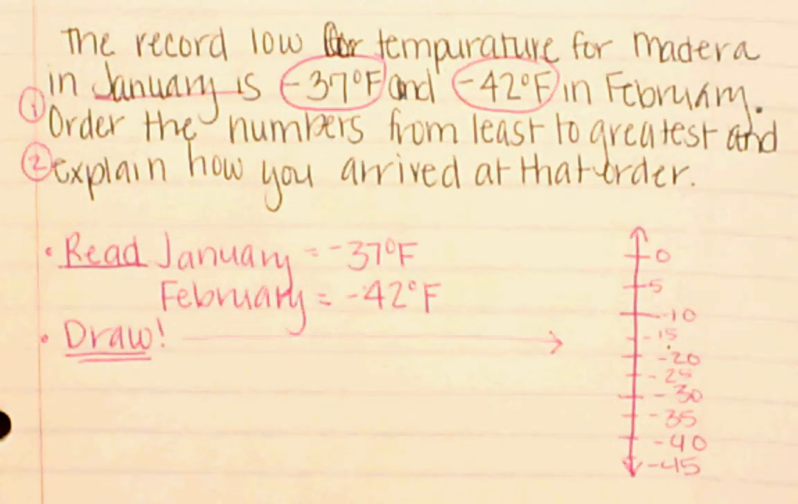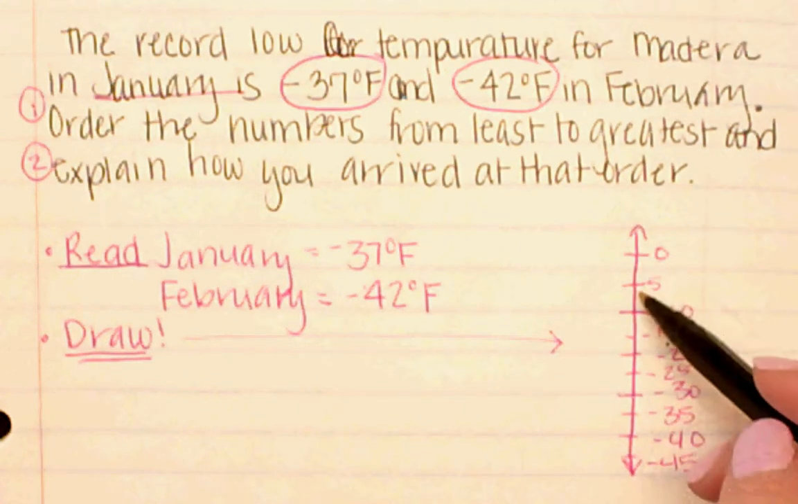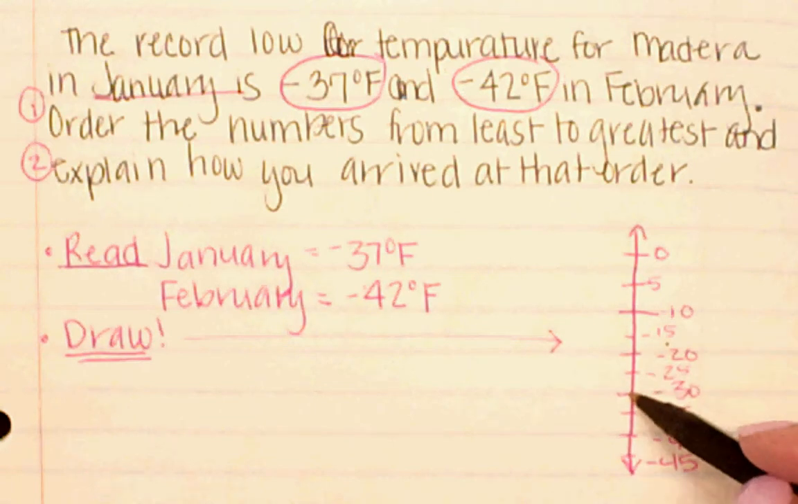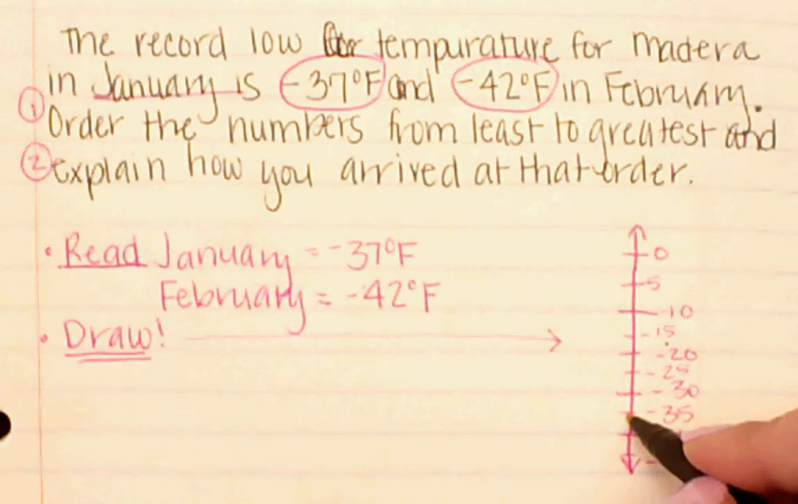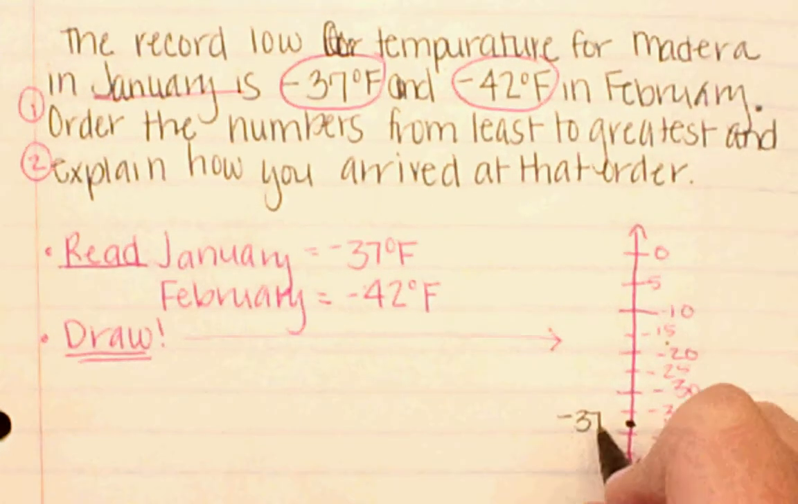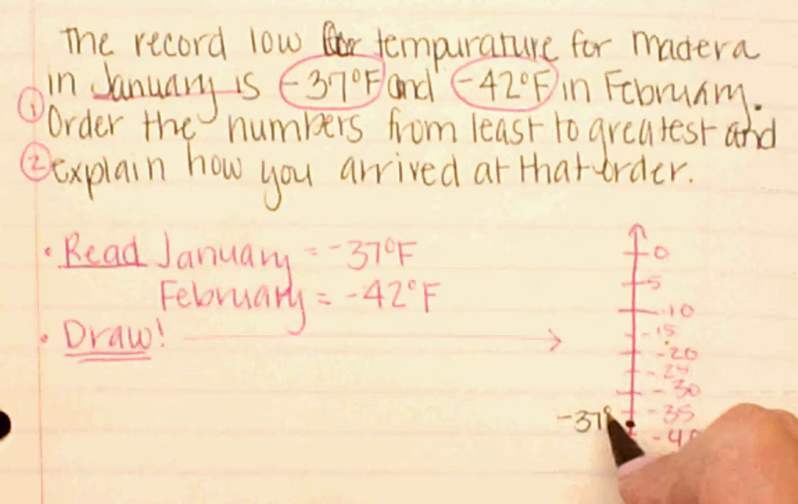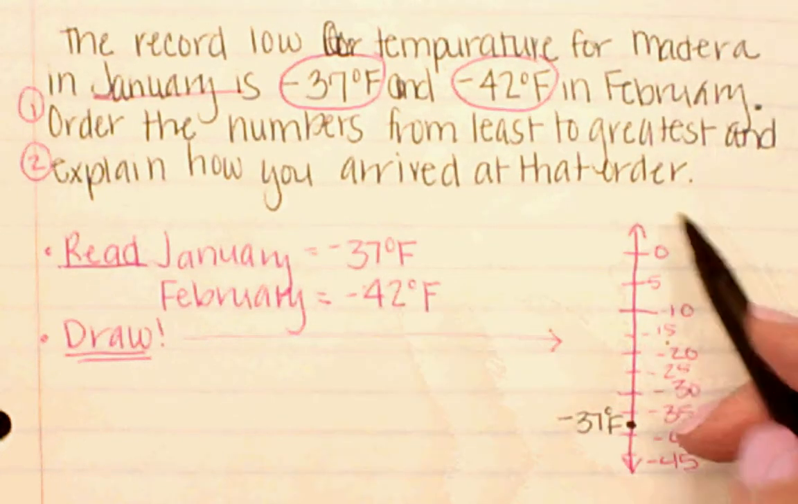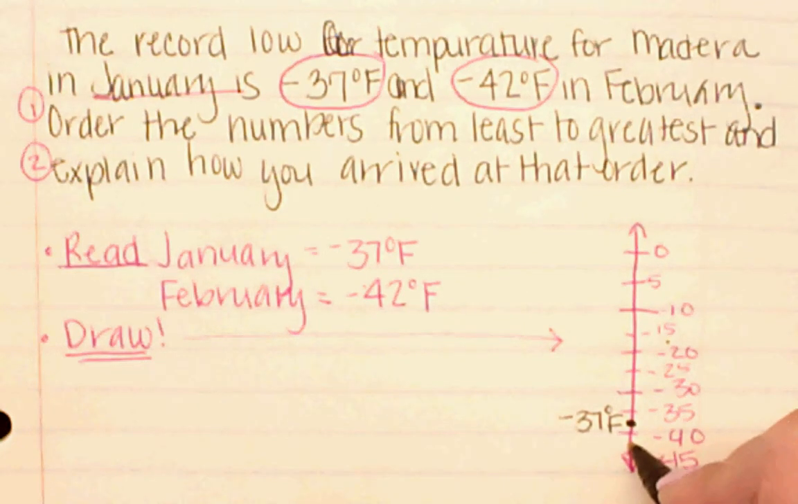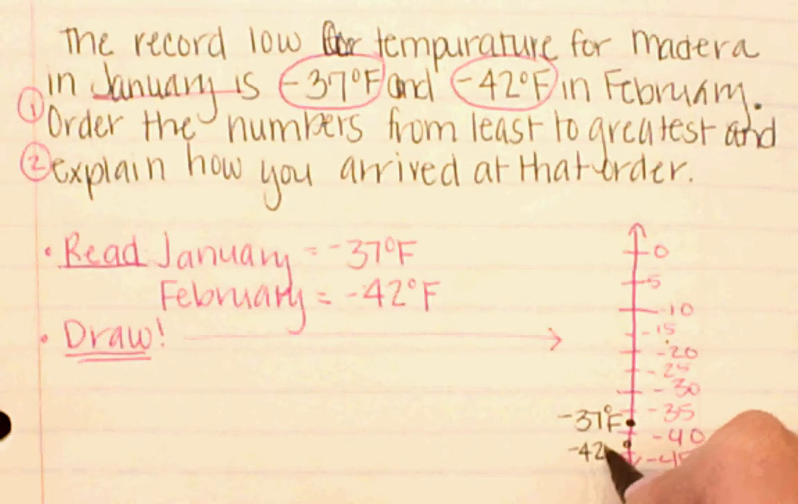So I'm going to plot the points now. Now negative 37: negative 5, negative 10, negative 15, negative 20, negative 25, negative 30, negative 35. I'm getting closer. I go to negative 40, that's too far, so I'm going to gauge it. It's right between, so we're just going to plot it right there. That's negative 37 degrees Fahrenheit. And then you have negative 42, do the same thing. I know negative 42 is between negative 40 and negative 45. So I'm going to put it right here and put negative 42 degrees Fahrenheit.